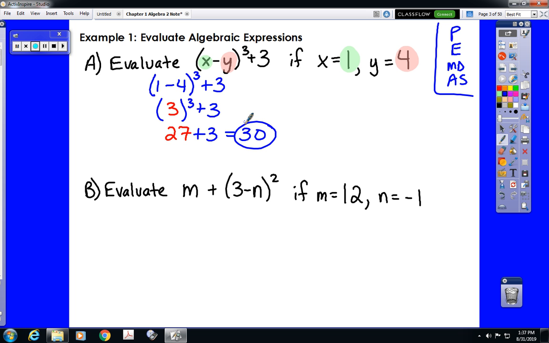Same thing on the next example. We're going to take the 12 and plug that in for m. We're going to take the negative 1 and plug that in for n. Now we need to be a little bit careful here.